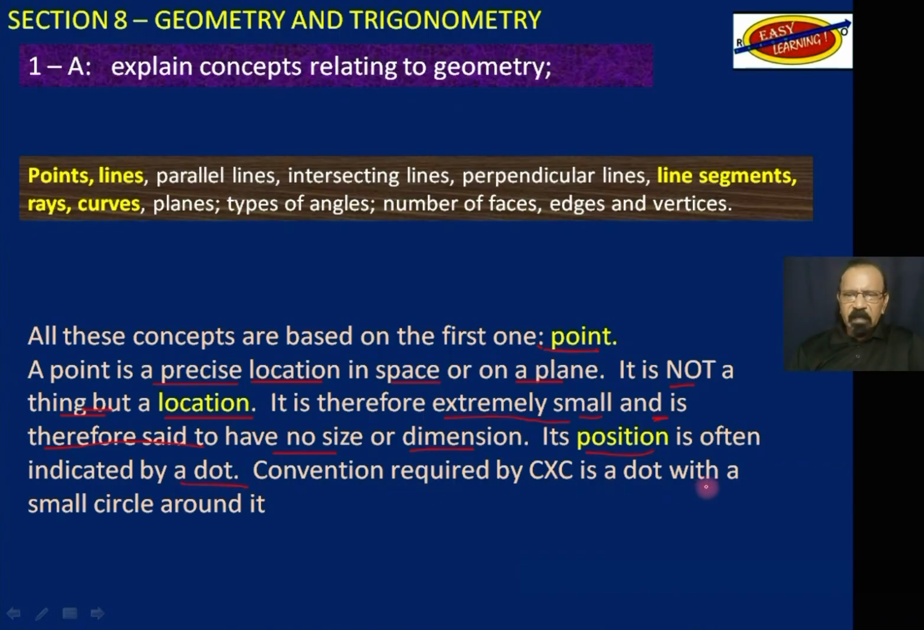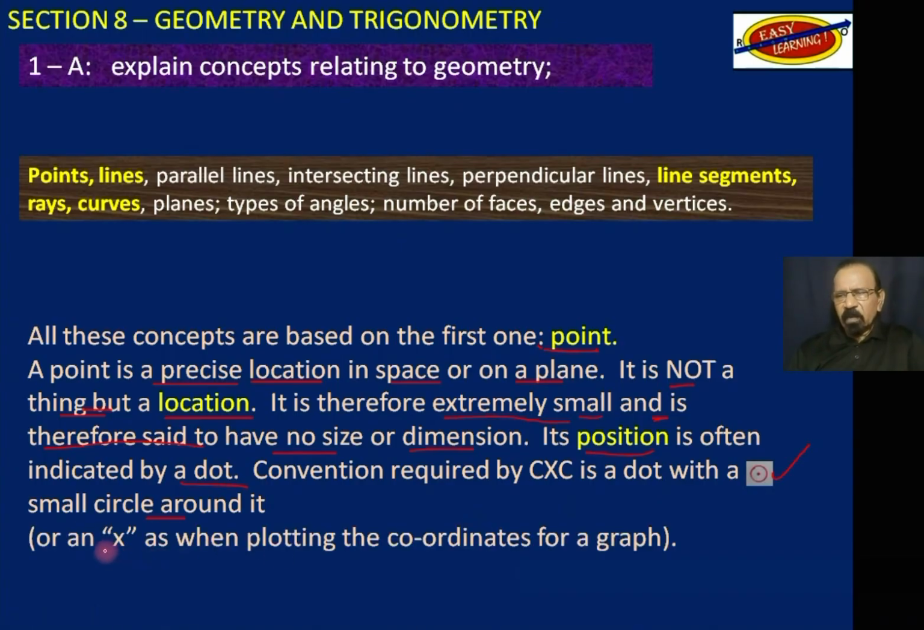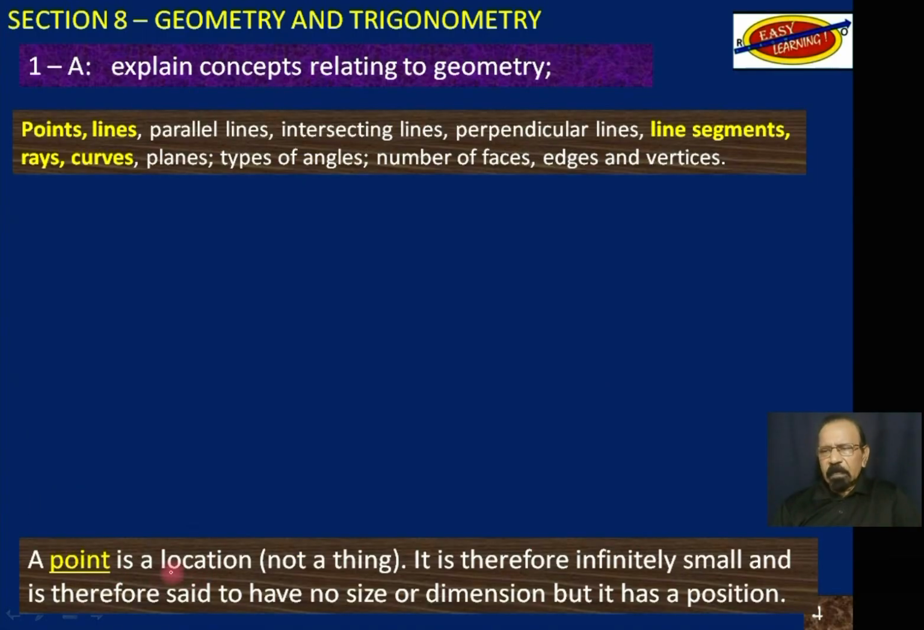Convention required by CSEC is a dot with a small circle around it, as you see here, or in the case of graphs, an X. So those are the only 2 things we will use to plot points. So as I said, a point is a location. It is not a thing, and is therefore infinitely small and is said to have no size or dimension, but it has a position. So there is the point. The point is the dot in that circle.